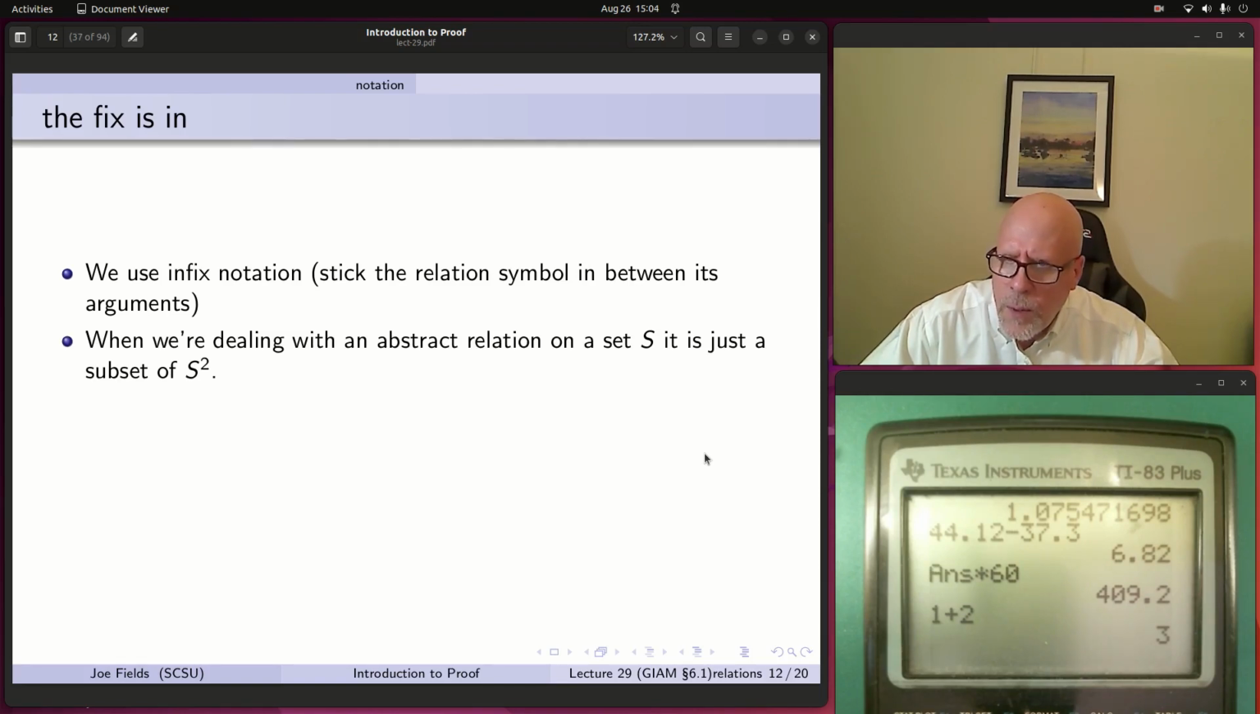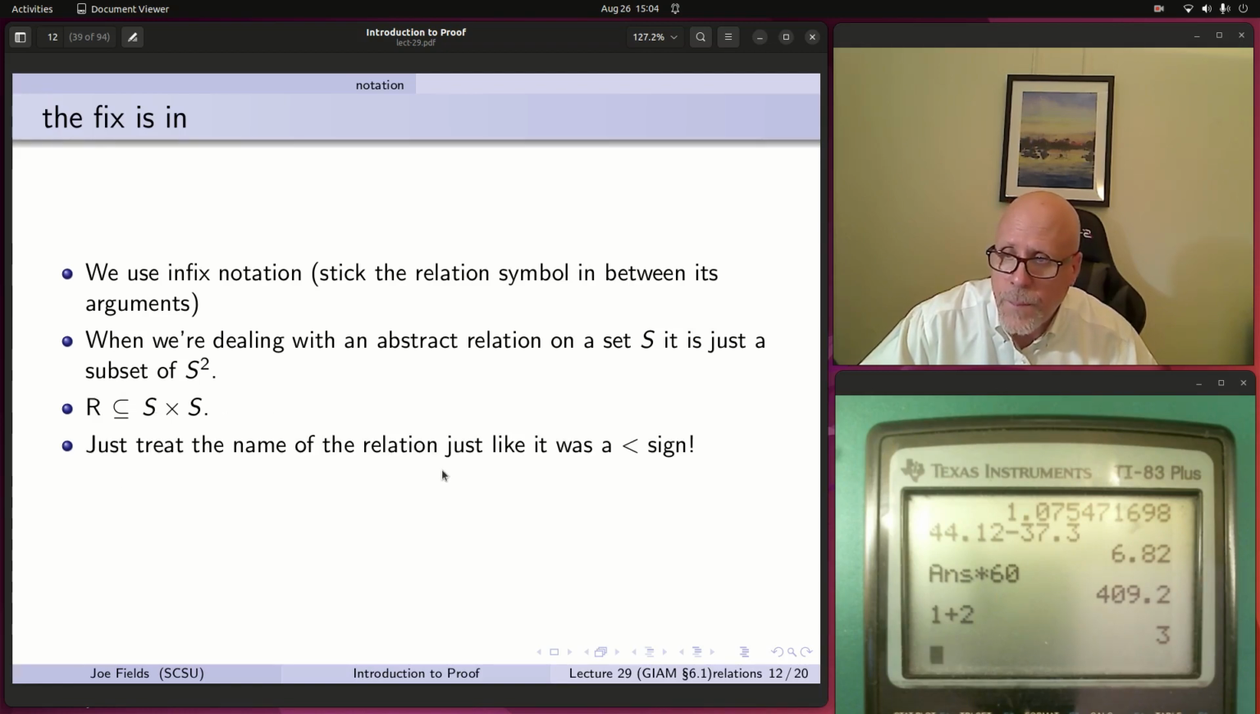If you've got an abstract relation on a set S, it is literally just a subset of S to the second power. So what I've written right there is a relation symbol, R, is a subset of S cross S. So how do you deal with the notation when you don't have a real relation, but rather you have some arbitrary relation? Just use the relation's name the same way you would if it was a less than sign or an equal sign. Stick it in between things.